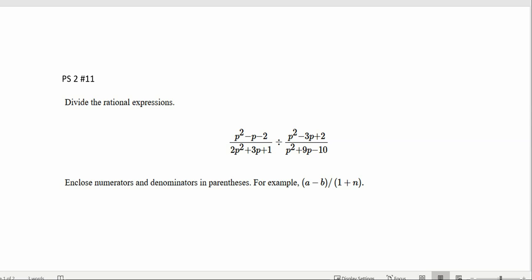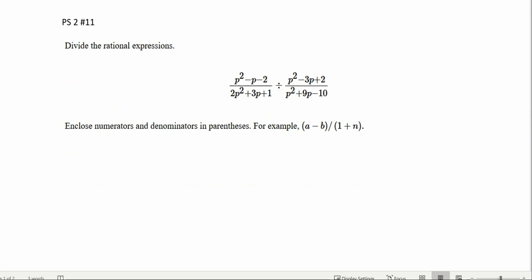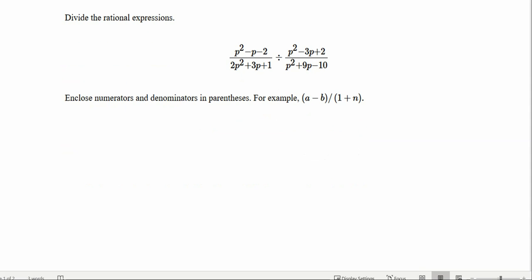Okay, so this is for problem set 2, number 11. And we have to divide these two rational expressions. So the one thing to keep in mind is that when you're dividing fractions, that's the same as multiplying by the reciprocal of the second one, the one that you're dividing by.